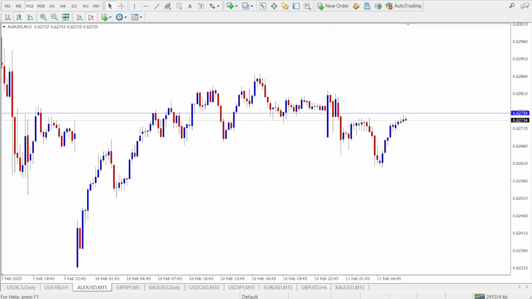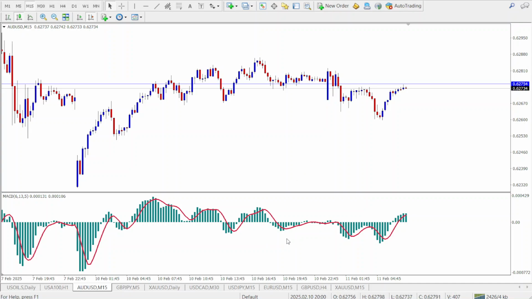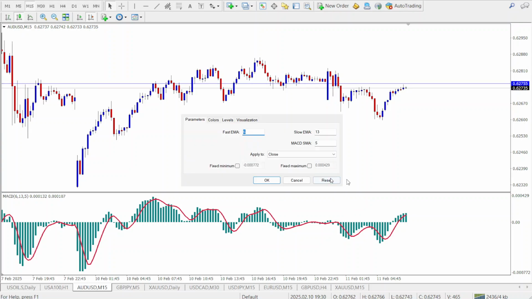Before we jump into the strategy, let's quickly go over what the MACD indicator is and how it works. The MACD is a momentum-based indicator that helps traders spot trend changes and strength. It consists of three components: the MACD line, which is the difference between two exponential moving averages, usually the 12 period and the 26 period EMAs. It helps to identify momentum shifts.